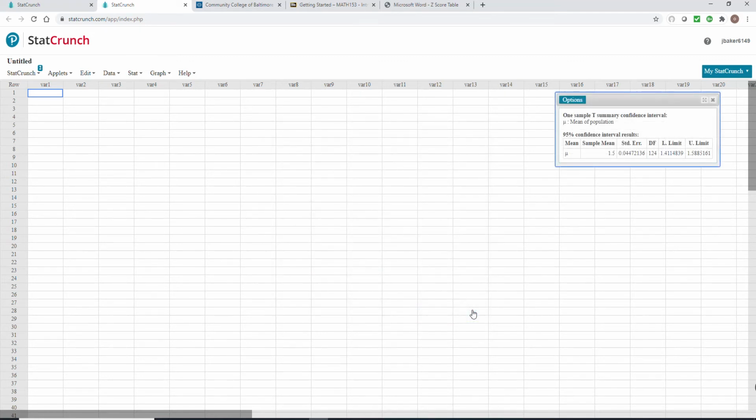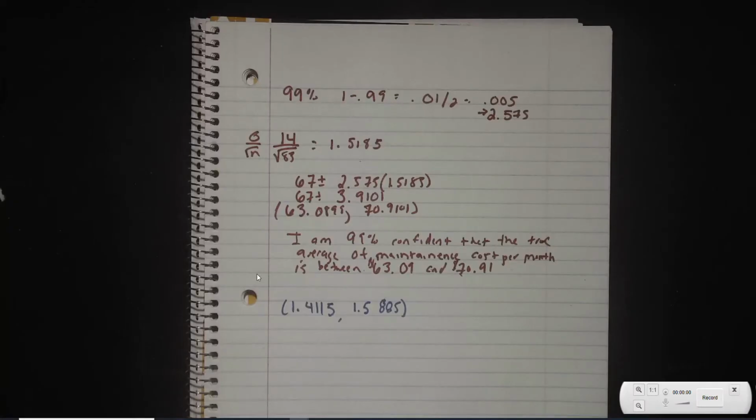And I hit compute. And I get my lower limit is 1.4115. And let's see, 1.4115 and 1.5885. Okay. So I'm going to jump back in, because again, even though I did this by StatCrunch, you better believe I still have to write my sentence.